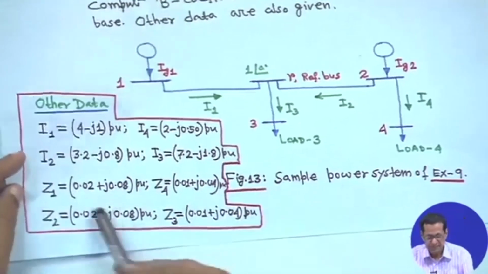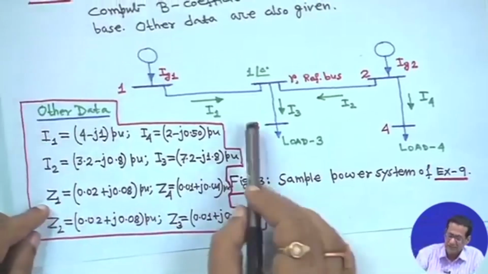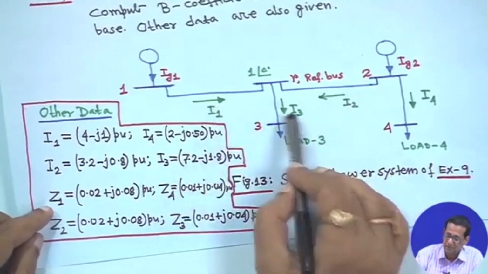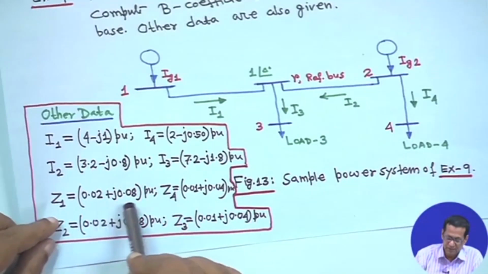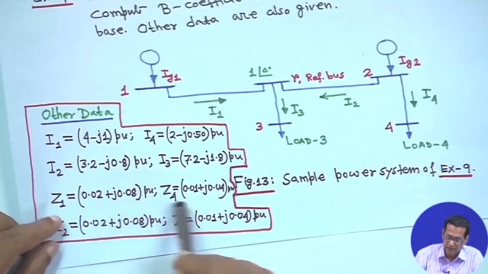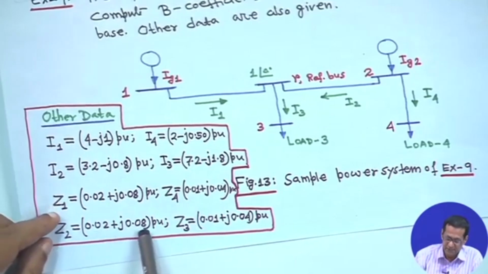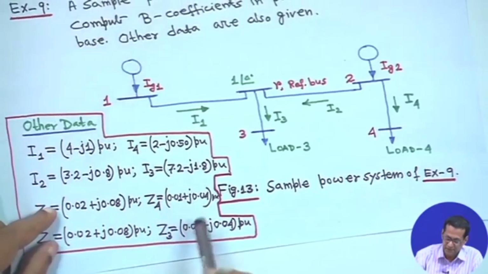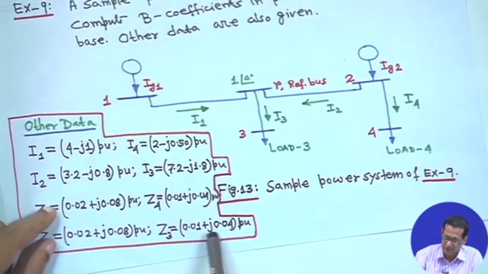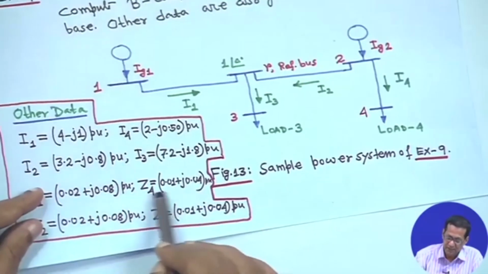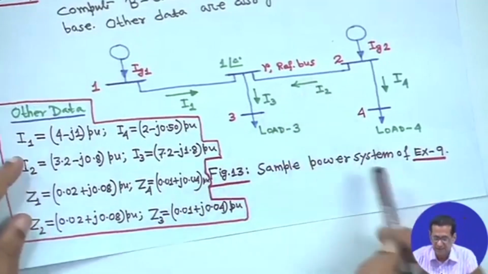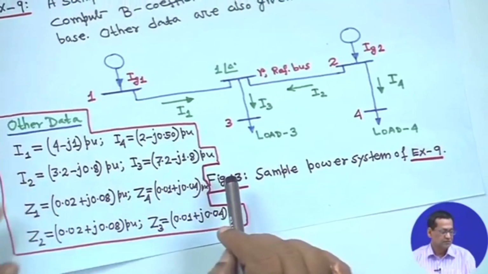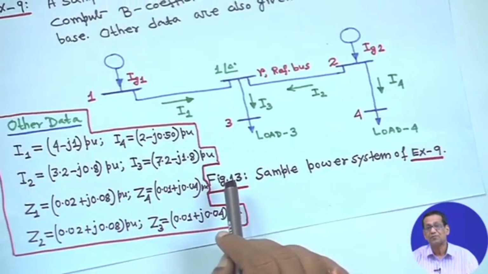Now, Z1, Z2, Z3, Z4 are for branch 1, branch 2, branch 3, branch 4. Z1 is given as 0.02 plus j0.08, Z2 is 0.02 plus j0.08, Z3 is given as 0.01 plus j0.04, and Z4 is 0.01 plus j0.04. All these data are given. Now, we have to find this B coefficient for this example.